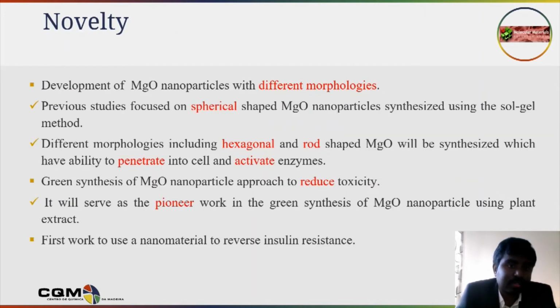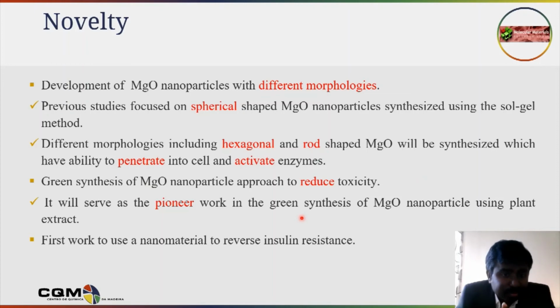So the novelty of the study, development of different morphologies is first novelty. So we have synthesized spherical, hexagon, and rod by using chemical synthesis, and we have developed spherical and hexagon shaped nanoparticle by using green synthesis methods. Previous studies focused on spherical shaped MgO nanoparticles using Sol-Gel, but in our method we have produced hexagonal and rod shaped MgO, which has the ability to penetrate into cell and activate enzymes. And green synthesis of magnesium approach to reduce toxicity.